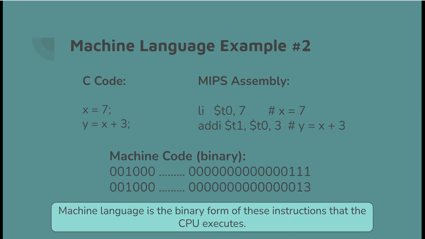In this example, I'm just showing how a small piece of C code turns into MIPS assembly, and then finally, machine code. The C code sets X to 7 and then adds 3 to it. On the right, you can see the MIPS version, which is what the computer understands, but at a slightly higher level. And then underneath is the machine code, which is the binary form the CPU actually runs. This is basically the full process of how a simple instruction gets turned into ones and zeros.